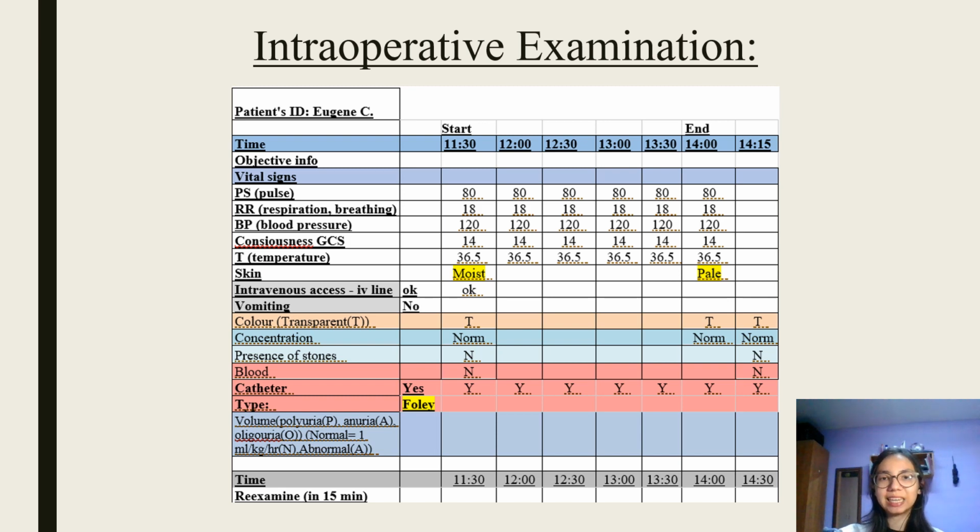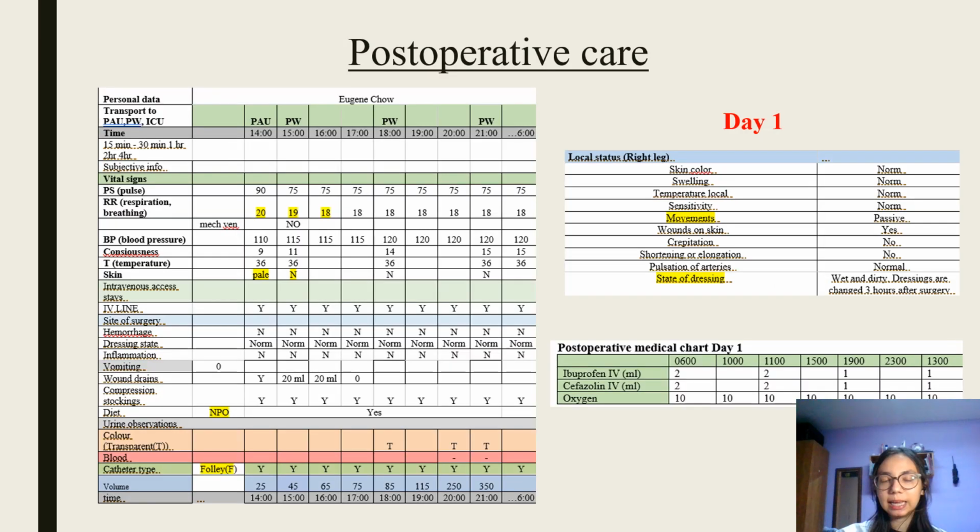The surgery started at 11:30 a.m. and ended at 2 p.m. Vital signs were taken. His pulse, respiration rate, blood pressure, and consciousness level were within range, except for GCS, which was 14. The temperature we measured was 36.5. His skin at the start of the surgery was moist, however at the end of the operation it was pale. Intravenous access was in place, the color transparency was transparent along the way, and the type of catheter we gave was a Foley catheter.